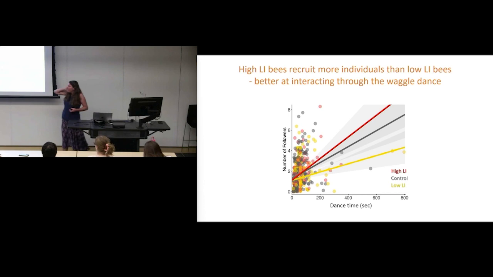So we have this learning behavior that is linked to a foraging behavior that is linked to the way that individuals interact with one another. So we already have this kind of causes of social interactions, right?